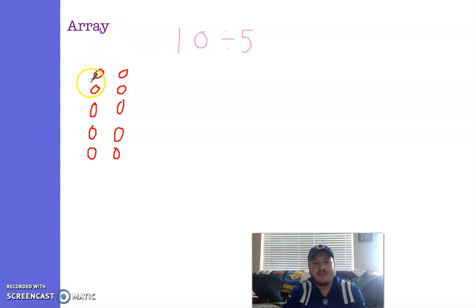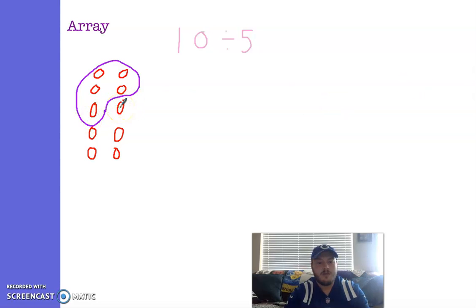So I have my 10 dots, as you can see right here, and we're dividing them into groups of 5. So I'm going to go through and circle groups of 5. So 1, 2, 3, 4, 5. So I've got an equal group of 5 right there. And let's circle another group of 5. 1, 2, 3, 4, 5. Awesome! We have 2 equal groups of 5. So we know that 10 divided by 5 is equal to 2.